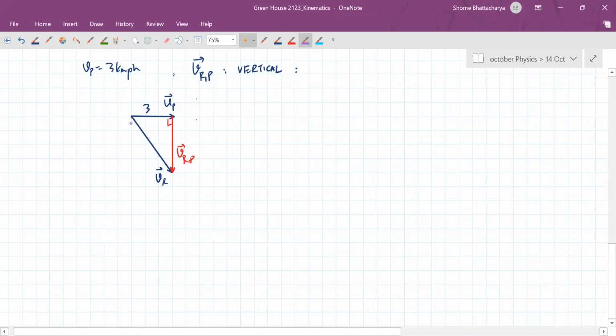So in other words, in this diagram, this horizontal component of the rain's velocity must be 3. And this vertical component is something unknown. Now in the second case, what is happening? The person's speed is changing to 7 kilometers per hour. And the relative velocity of the rain with respect to the person now is at 45 degrees to the vertical. So the above diagram has to be adjusted in such a way that the person's velocity is changed from 3 to 7.